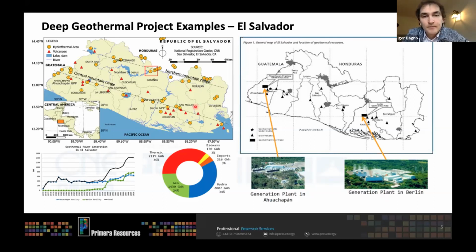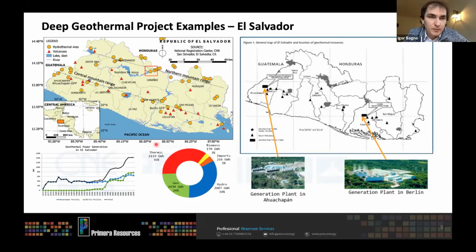If we take the example of El Salvador, it's actually quite a significant proportion of the power generated from geothermal resources. It's up to 25% of the country's demand. And there are two plants which are in operation. One is Ahuachapán, and another one is Berlín. On Ahuachapán, I'll stay a bit longer. I have a bit of detail on that field and its exploration and power generation capability.